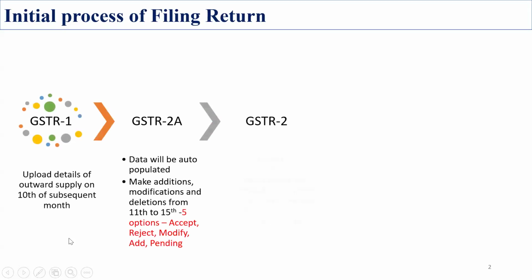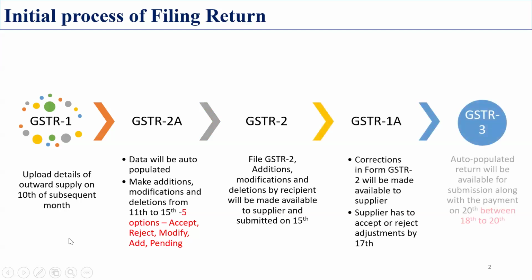This was the initial process of filing returns, as everybody may be aware. When GST was introduced, they said there would be 2 statements and 1 return filing, that is GSTR 1, 2, and 3. And in between, there was a process of GSTR 2A and 1A. Let me explain. In GSTR 1, the supplier was supposed to file all his supply details, and that was communicated as an auto-populated statement to the recipient, who was supposed to verify the data in GSTR 2A.